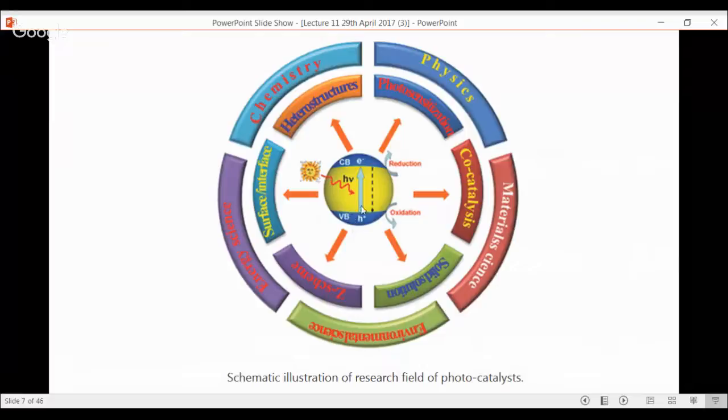Now, in this picture, what we have shown is, when I take a semiconductor and put a photon on it, I get a hole and an electron. The electron will undergo reduction, the hole will undergo oxidation. This is all that is possible. But in addition to that, we can have photosensitization, co-catalyst, solid solution, Z scheme, surface interface, surface-liquid solution interface, heterojunctions. So we see the whole process requires a tremendous amount of interdisciplinarism.